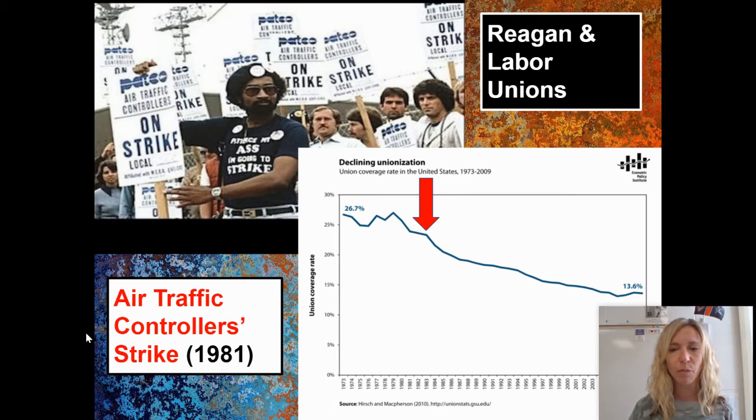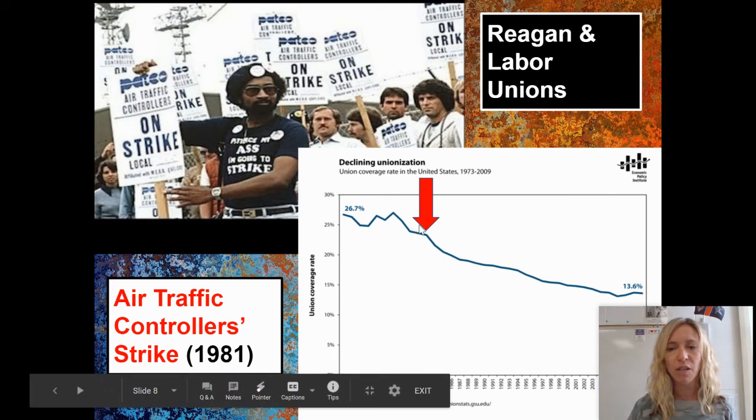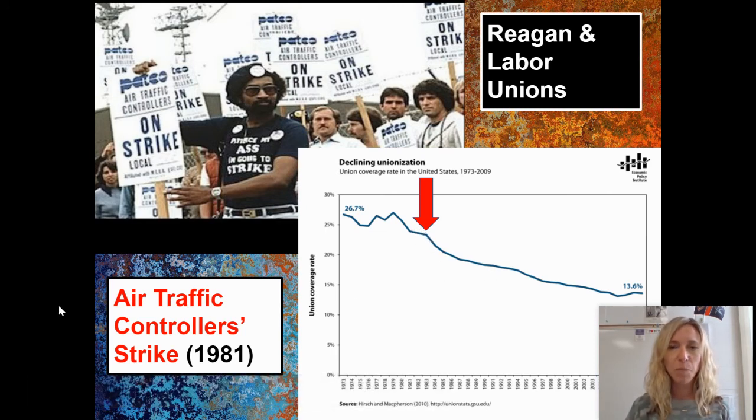And you can kind of see that with this graph, that there's declining workers in unions during Reagan's time and thereafter. So hopefully that helps explain kind of what Reagan was up to with the economy, including his stance on labor unions.